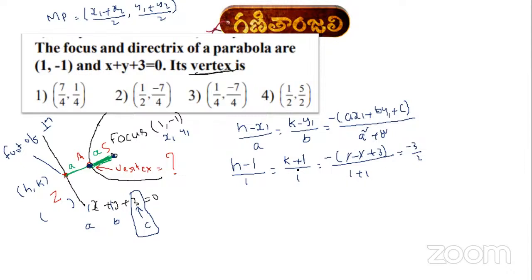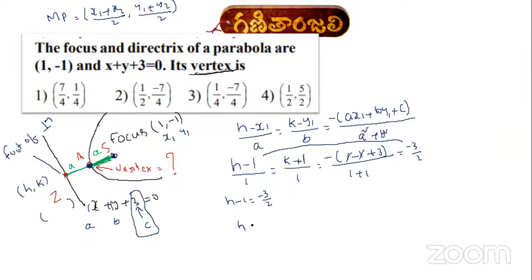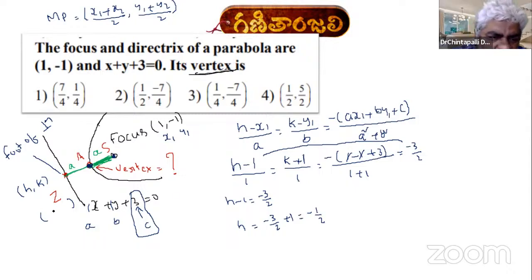Now equate these two. h minus 1 by 2 is equal to minus 3 by 2. What is h minus 1? h minus 1 is equal to minus 3 by 2. So what is h? Minus 3 by 2 plus 1, which is minus 1 by 2. So h is equal to minus 1 by 2.